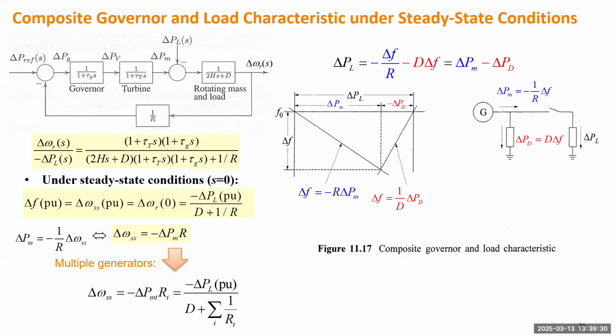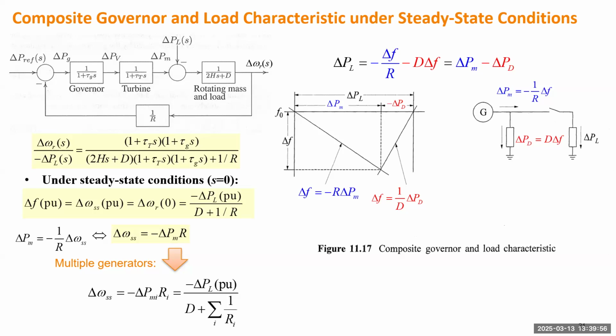Another interpretation is whatever output from the generator will go to two branches. Okay, one path will go to the frequency sensitive part. Some power will go to the frequency insensitive load. That's what it means. And I can also use this triangle to explain what happened.